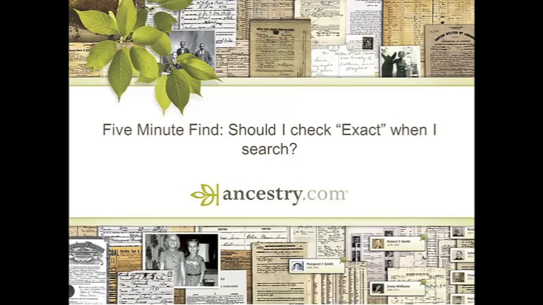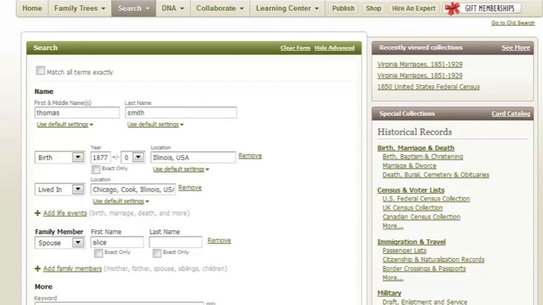Hi, my name is Ann Mitchell, and today I want to talk to you about using exact in search. So you're looking for Thomas Smith. He was born in 1877 in Illinois, and he lived in Chicago, Illinois, and he had a spouse whose name was Alice. So you're going to do a search.